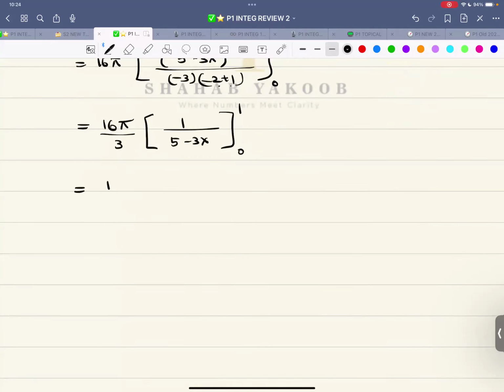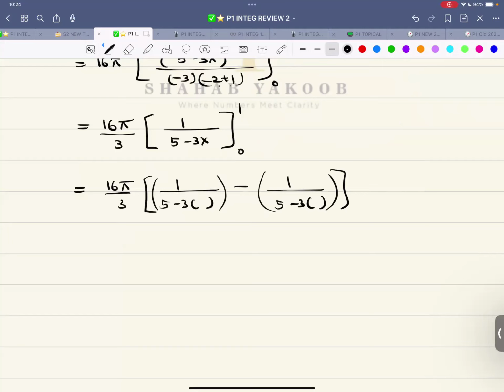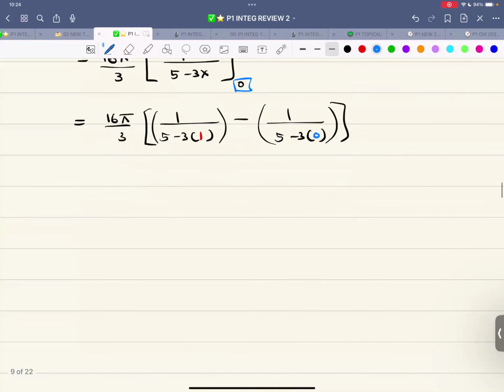So this is 16 pi over 3, times 1 over 5 minus 3 into something, minus 1 over 5 minus 3 into something else, in brackets. Now, this is the upper limit 1, write 1 over here. This is the lower limit 0, write 0 over here. So now the denominator 5 minus 3 becomes 2, and 5 minus 0 is 5.